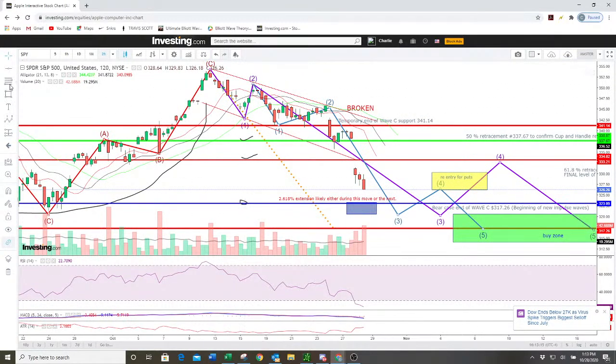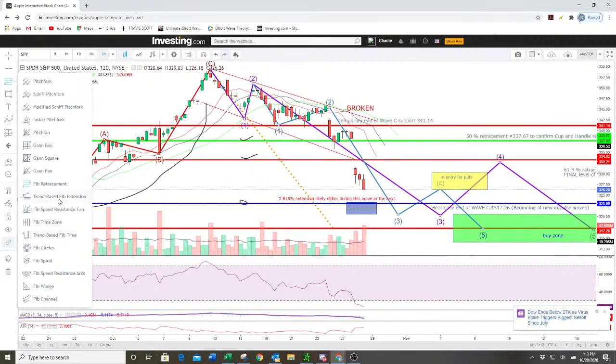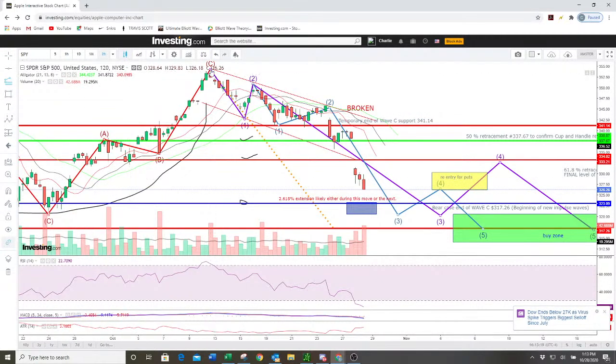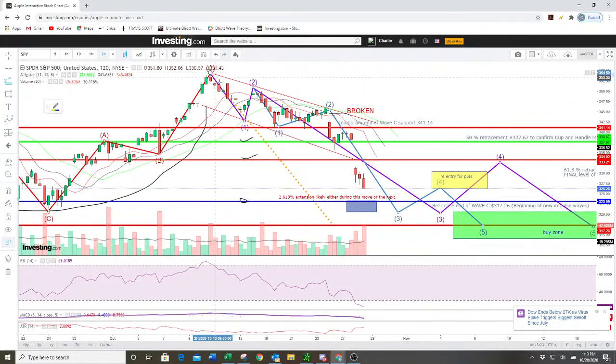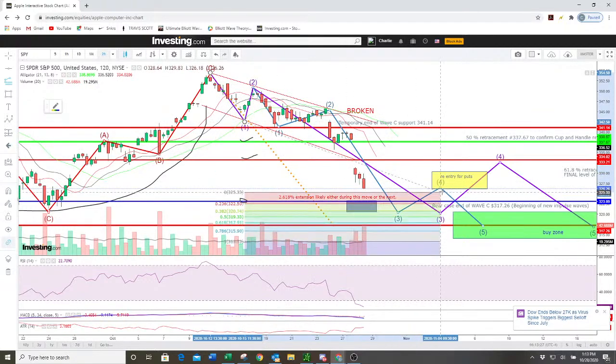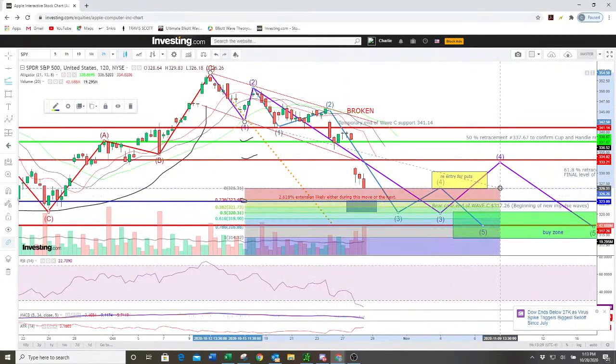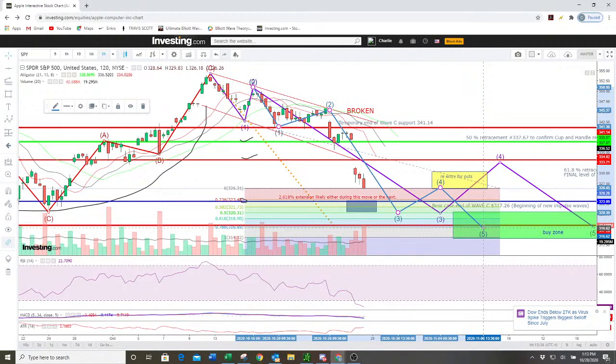So let me show you how to do that. You grab your trend-based fib extension, from the top of that level, let me zoom this down, top of this level, down to level 1, and then I'm going to pull it down to where I think the top of level 4 is. And that gives me a level 314. Okay, so potentially this wave 5 will end at 314. This is the ultimate, lowest expectation.